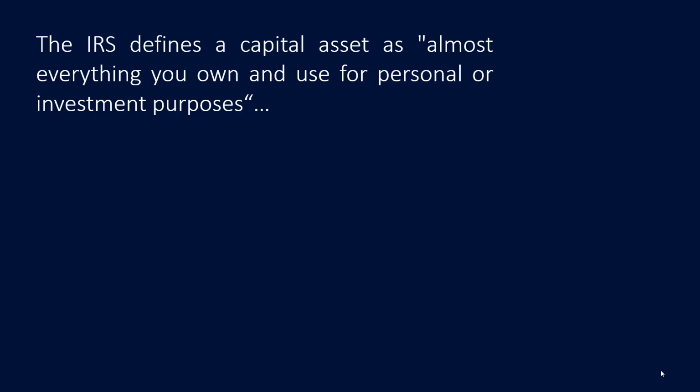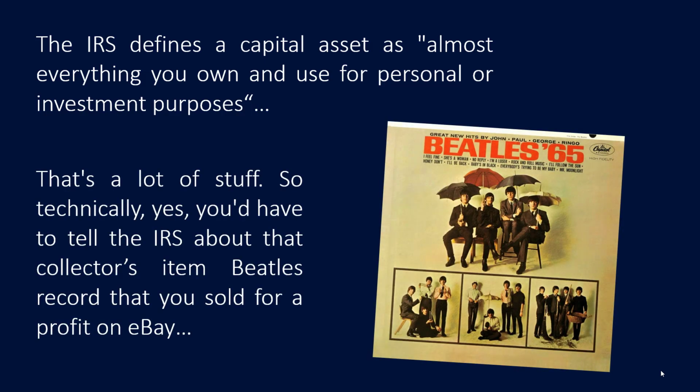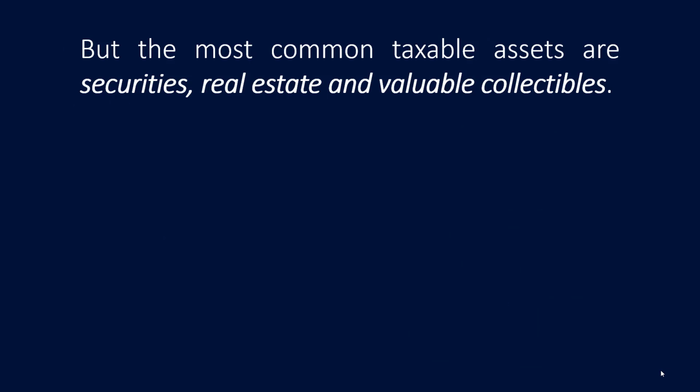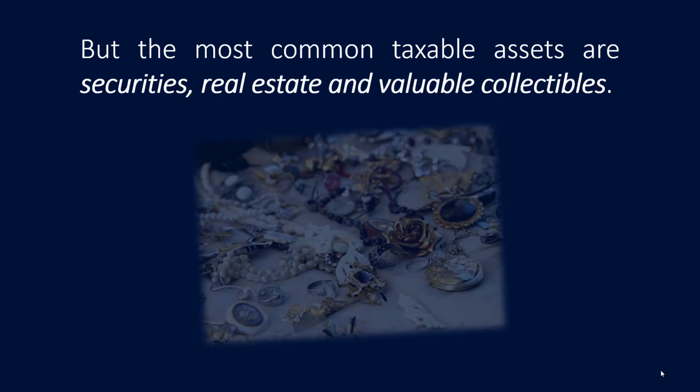The IRS defines a capital asset as almost everything you own and use for personal or investment purposes. That's a lot of stuff, so technically, yes, you'd have to tell the IRS about that collector's item Beatles record that you sold for a nice profit on eBay. But the most common taxable assets are securities, real estate, and valuable collectibles.